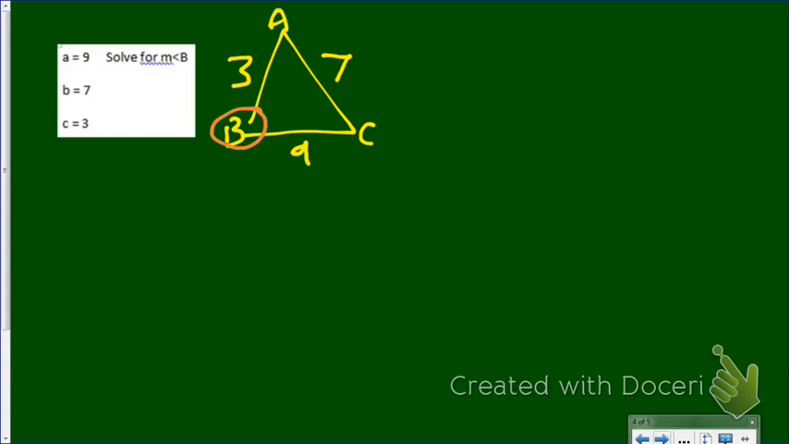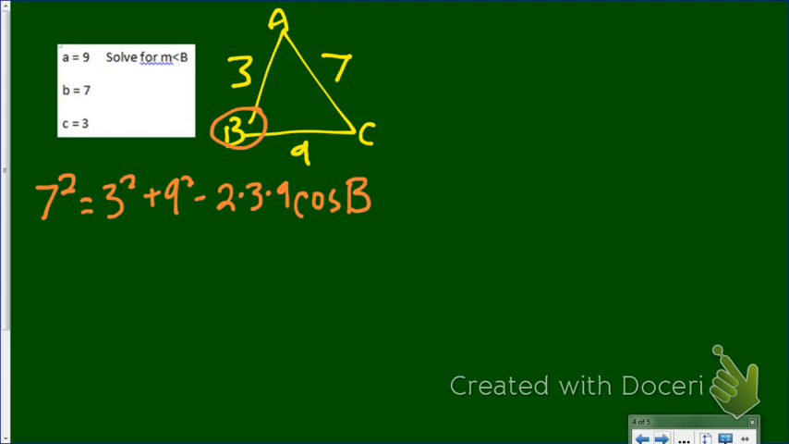So what that means for me is that when I set up my law of cosines, the 7 has to be by itself, because that's across from the angle I'm looking for. So 7 squared equals 3 squared plus 9 squared minus 2 times 3 times 9 times the cosine of the angle across from 7, which is B, which I don't know. So this one is a little bit tricky because it's a little bit harder to solve for. But since we've been solving inverse equations, this shouldn't be too difficult.